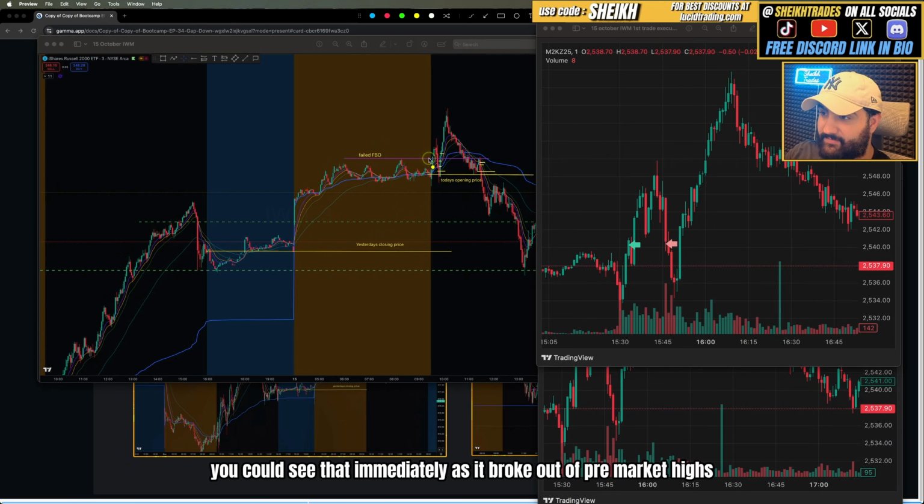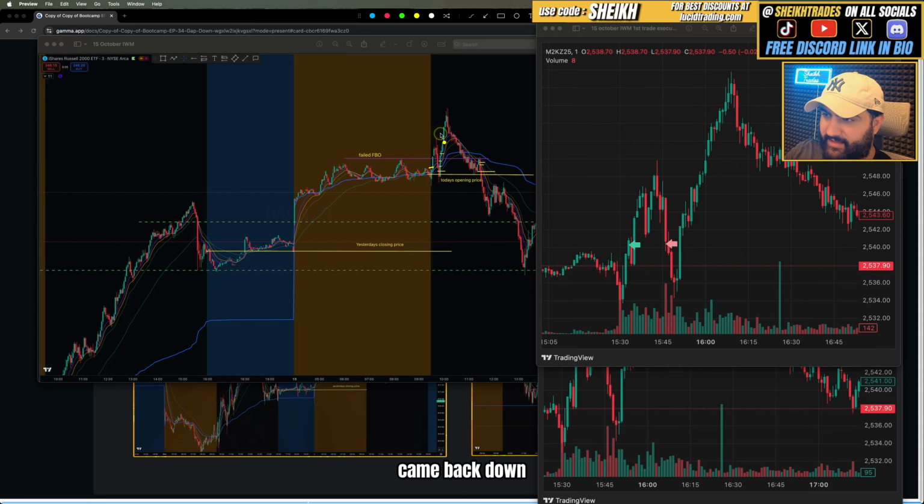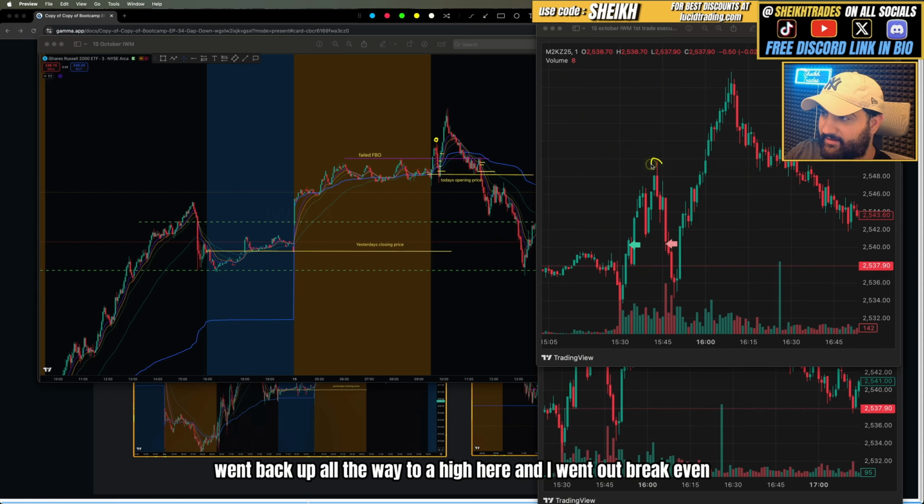You could see that immediately as it broke out of pre-market highs around these levels, I took my long and it went up, up, up. Remember, this is the 3-minute chart that we're watching. This is the 1-minute chart. You can see I took my entry right around here, went up, came back down, went back up all the way to a high here.